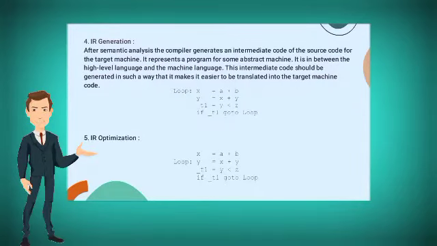Fourth, IR generation. After semantic analysis, the compiler generates an intermediate code of the source code for the target machine. It represents a program for some abstract machine. It is in between the high level language and the machine language. This intermediate code should be generated in such a way that it makes it easier to be translated into the target machine code.